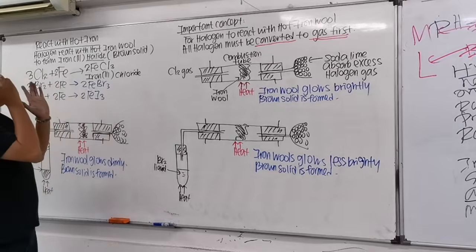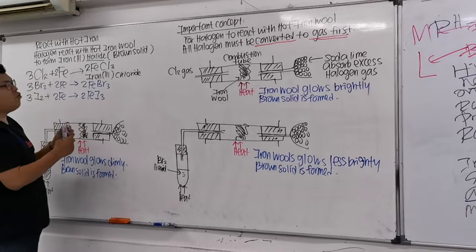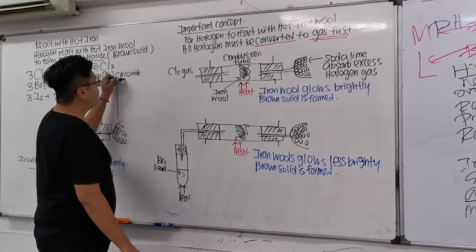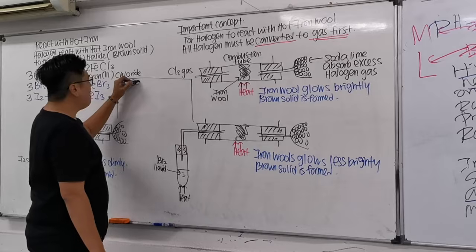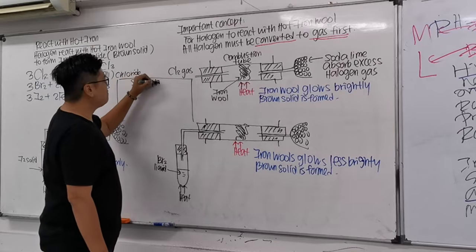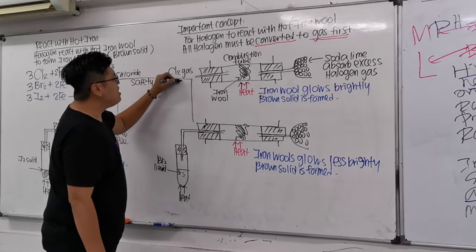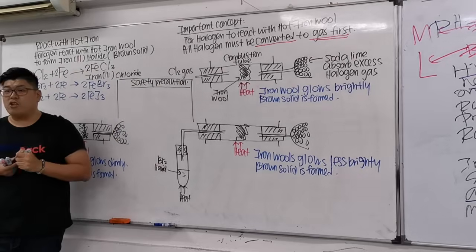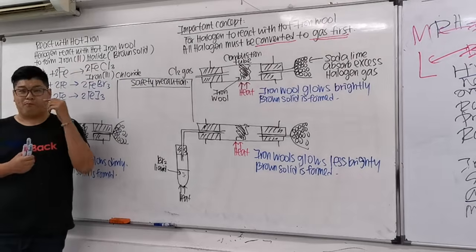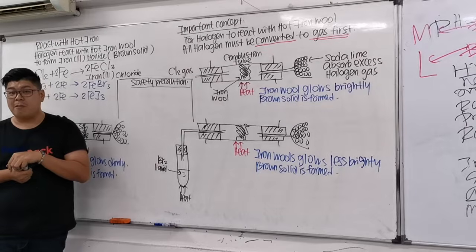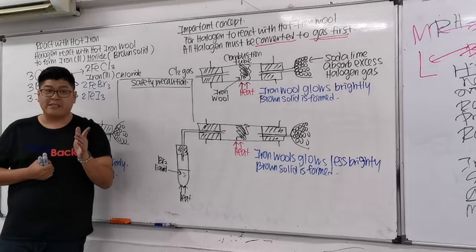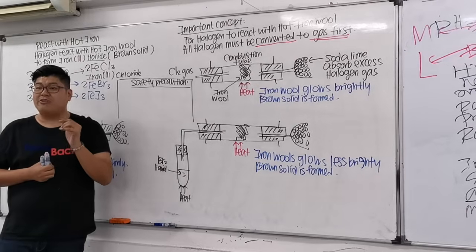Now, for group 17, what is the problem? This is something called safety precaution. How are you going to deal with group 17? Please be very careful. First of all, you must know what is the hazard or the problem caused by group 17. The problem is that they are toxic. Group 17 are toxic.